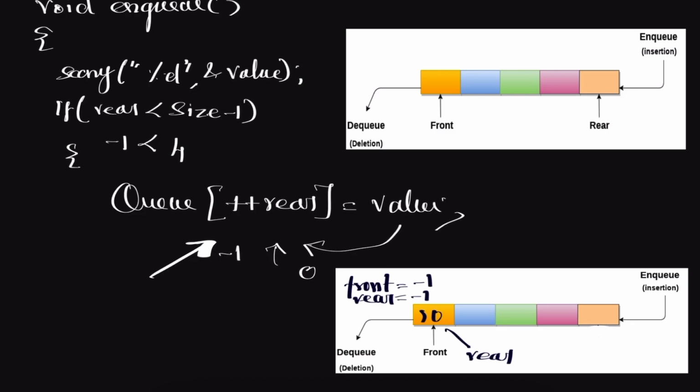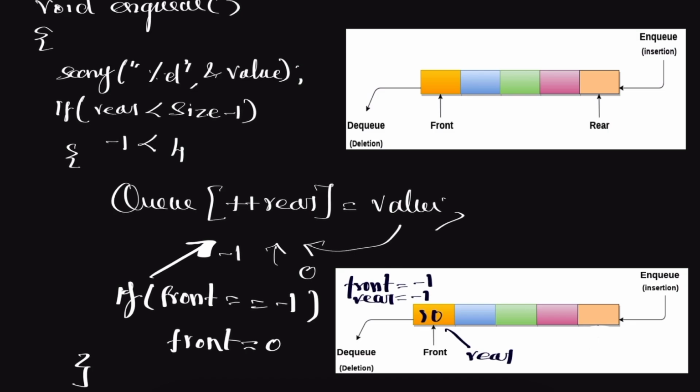Suppose I am going to store the value 10. Once we store the value, we have to update the index positions. So after the queue of rear is equal to value statement, we have to write one more statement: if front equal to -1, then we assign front equal to 0. Here the statement says that if front is equal to -1, once we read the first value and the value is stored at the 0th index, the front position is created as well as the rear position.